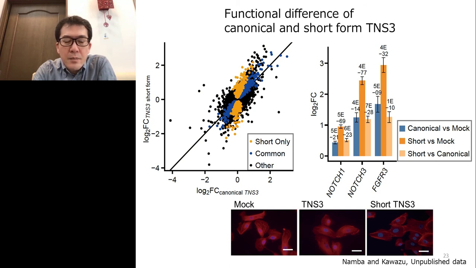And we also found that expression of Notch1, Notch3, and FGFR3, important drivers of breast cancer, is enhanced in MCF10A cells expressing short form TNS3. So these data suggest that short form TNS3 has a function distinct from canonical TNS3 and implies that short form TNS3 may contribute to the initiation or progression of breast cancer.